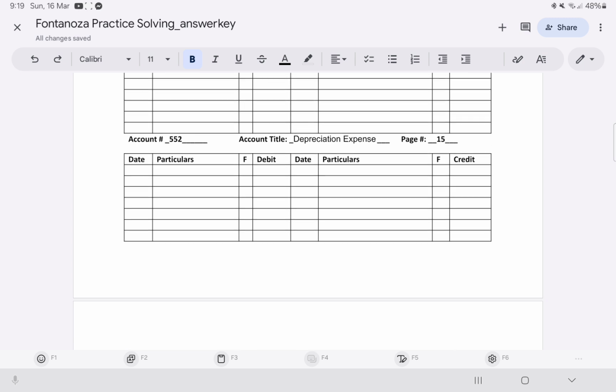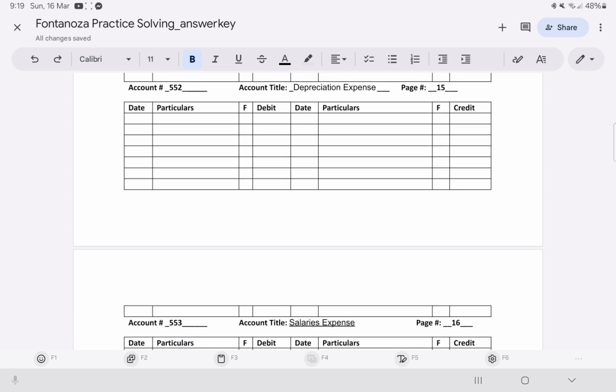Okay, I think that's all for the general ledger. And just look for the computation of the trial balance in the next video.